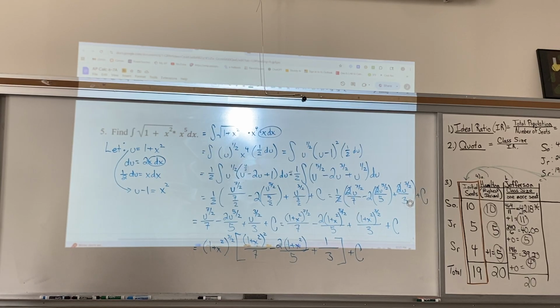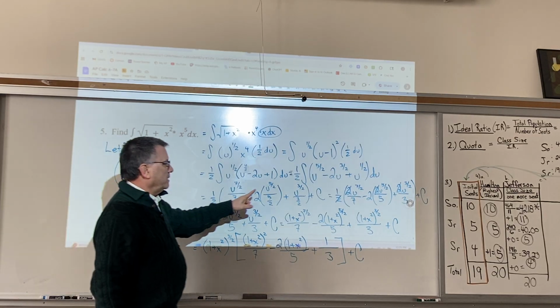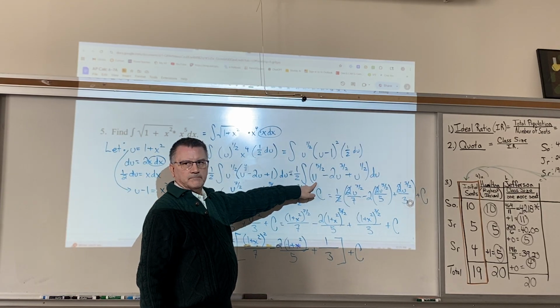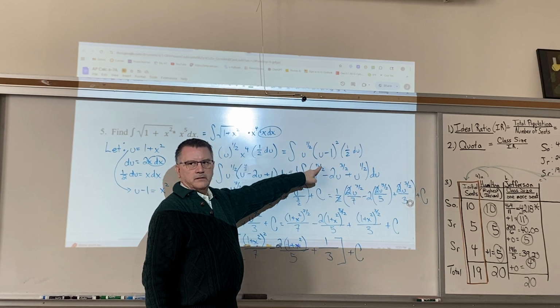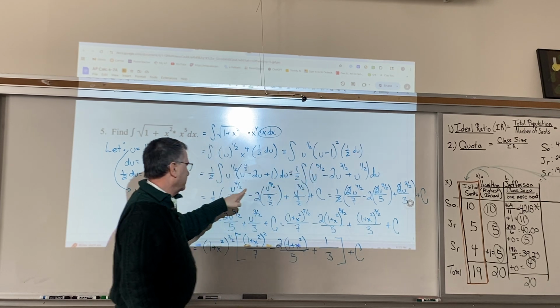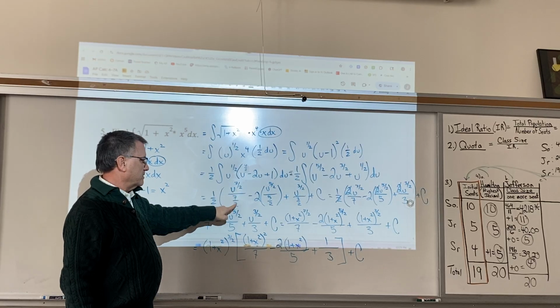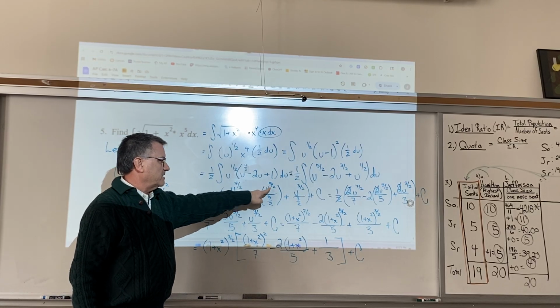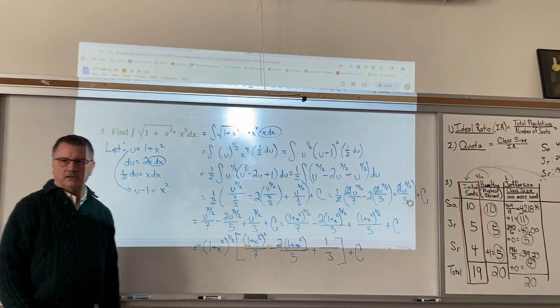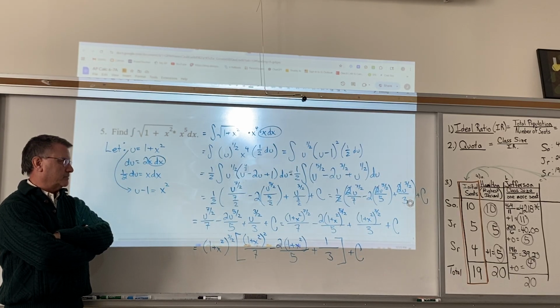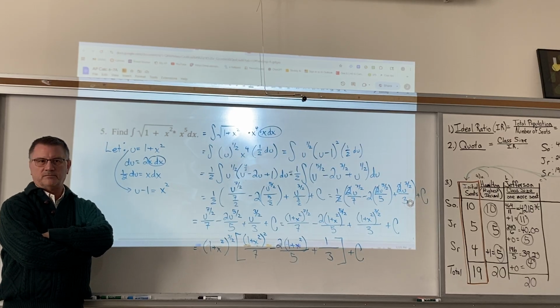Where did you get the 7 halves? I didn't get you on there. Because when we took the integral of this, you raise it by 1, which is 2 over 2, so that becomes 7/2 over 7/2, just like that's 5/2 over 5/2, 3/2 over 3/2. I think that's pretty good for you substitution.